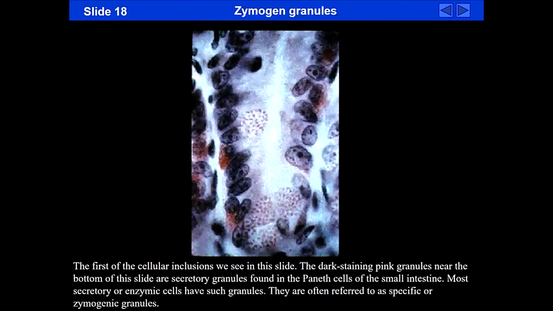Okay, zymogen granules. So that's these granules down here and down here. We see them in the GI tract. This is a form of cellular inclusion that we see in the GI tract, and we call them zymogen granules.